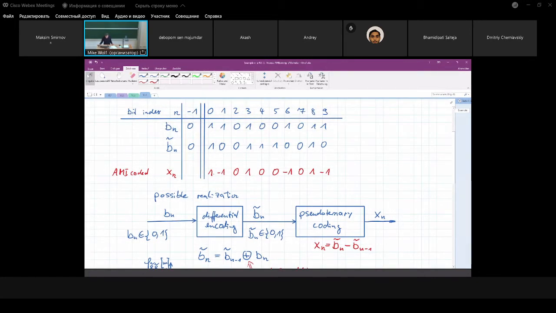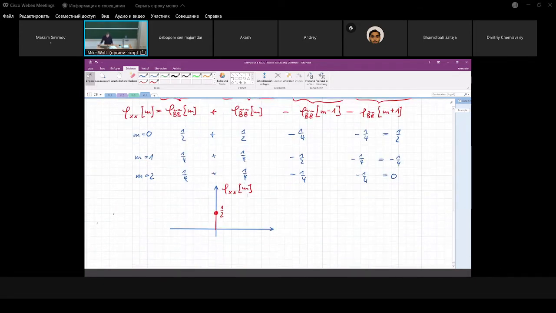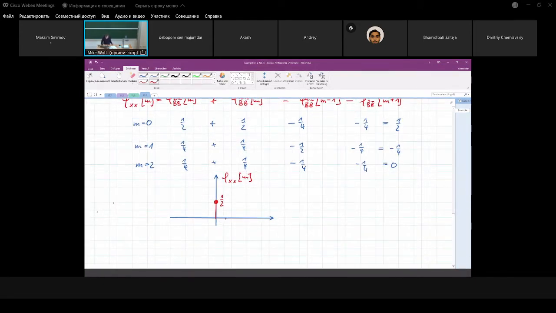The second moment of the AMI coded data stream is still 1/2: 0 squared plus 1 squared, expected value is just 1/2. But the next value here is not 1/4, it's minus 1/4. This value here, minus 1/4. All the other values are 0, just because our process is zero mean.